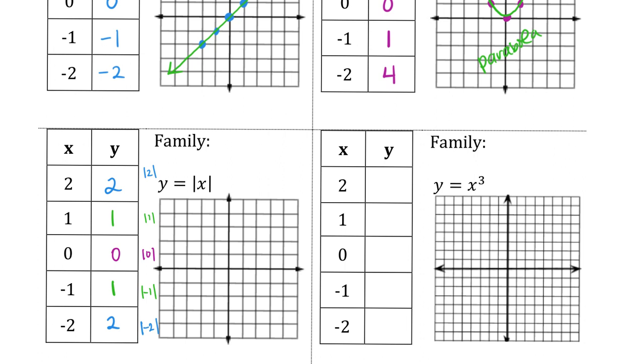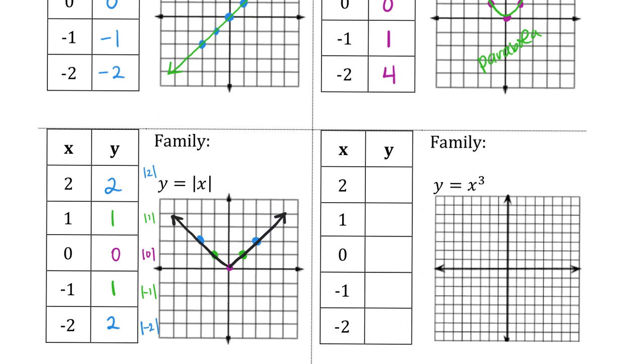Okay, let's graph 2, 2. 1, 1. 0, 0. Negative 1, positive 1 is up here. Negative 2, positive 2 is here. Now I know this kind of looks like a parabola, but it's not because it's perfectly straight on either side. So it makes a V shape. So this goes this way. This goes this way, and it should be straight.